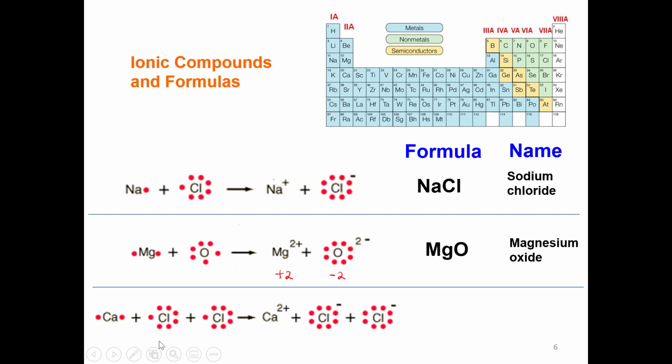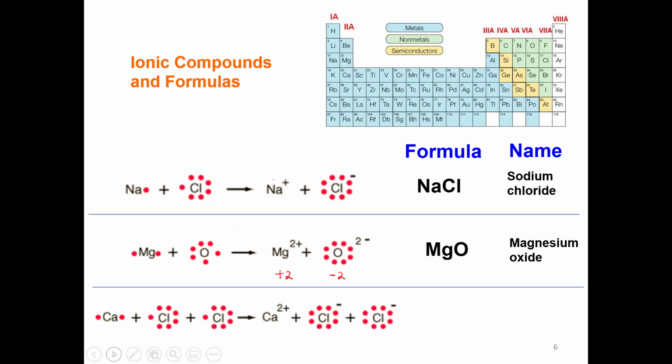Let's see the other example. In this case, we have calcium and chlorine. We want to know what compound results if calcium reacts with chlorine. Let's see what happens with calcium. Calcium is in the second group, which is why calcium has 2 electrons in the outer shell. What happens with chlorine? Chlorine is in the 7th group, which is why chlorine has 7 electrons in the outer shell.